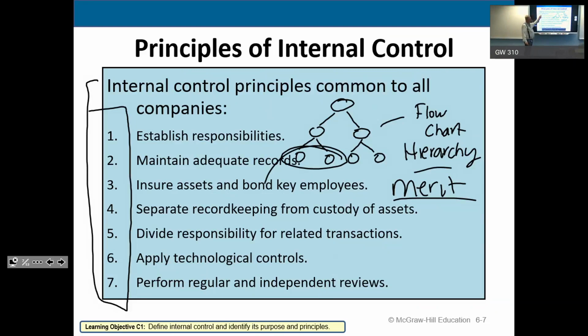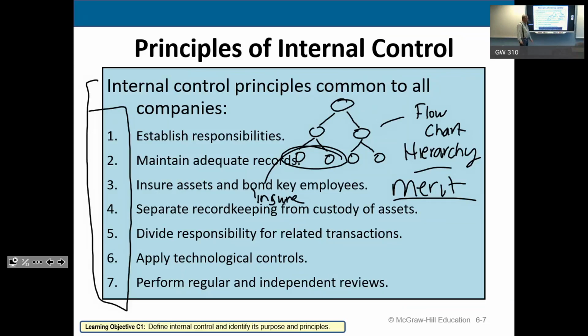So establish responsibilities. If you don't know where you are in the hierarchy, ask somebody. Maintain adequate records. Ensure assets and bond key employees. Bond means insure. Ensure. Separate record keeping from custody of assets. That'll make sense in a minute.